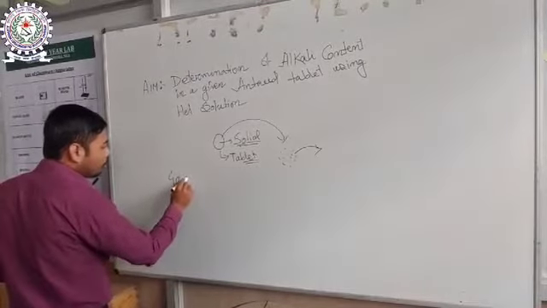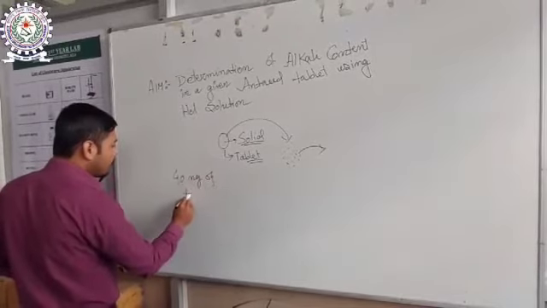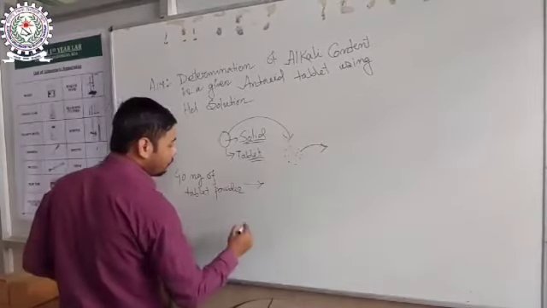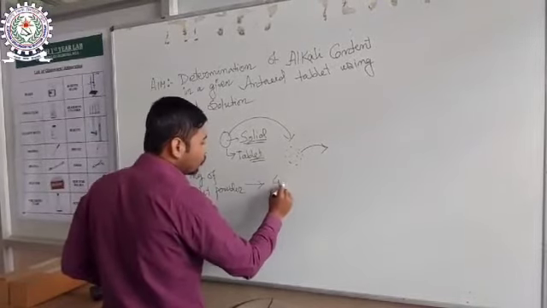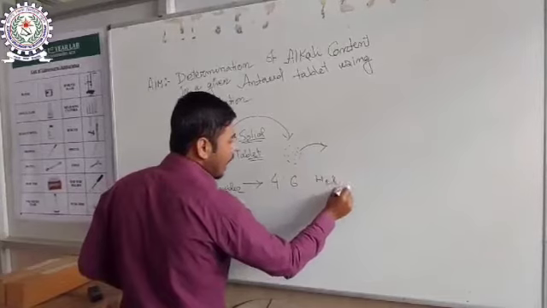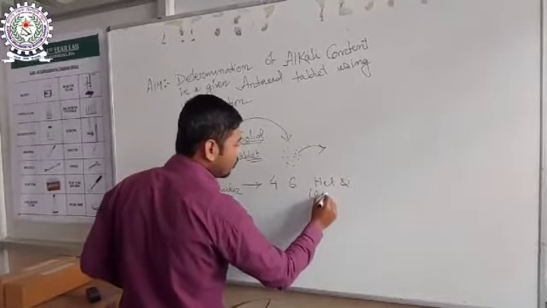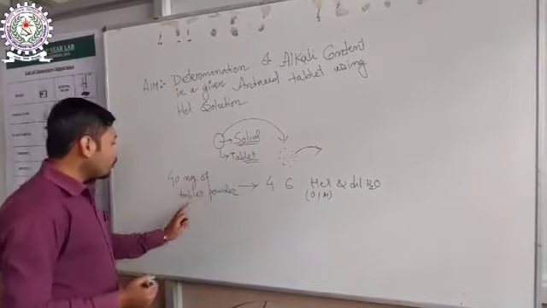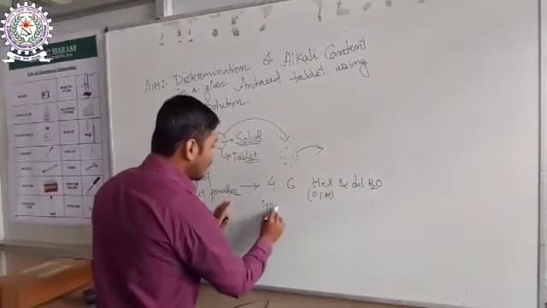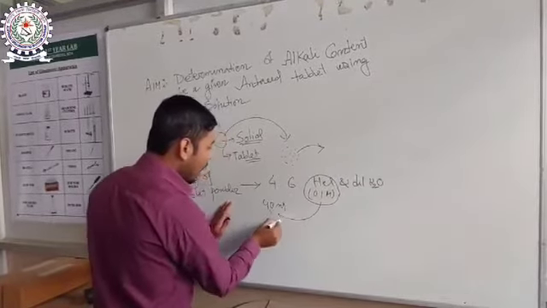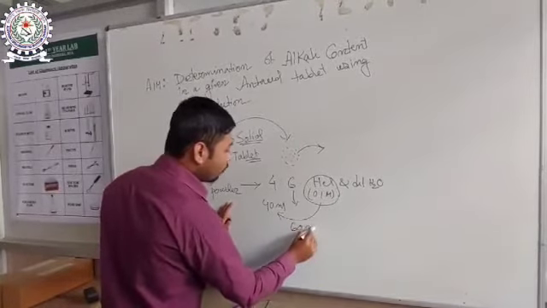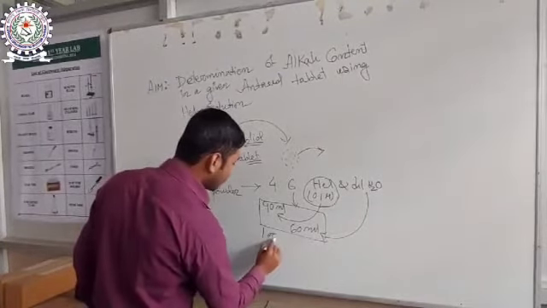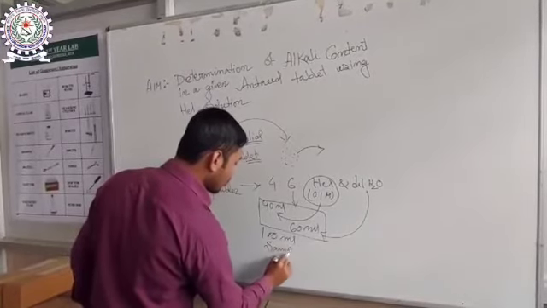You have to take 40 milligram of tablet powder and dissolve it in 40 ml of 0.1 molar HCl and 60 ml of distilled water, to prepare a total of 100 ml sample solution.